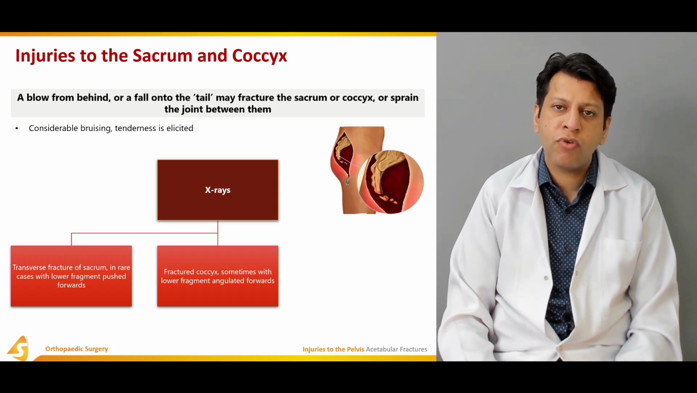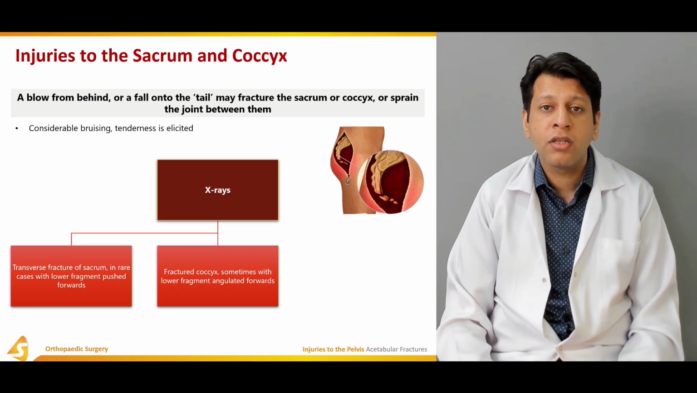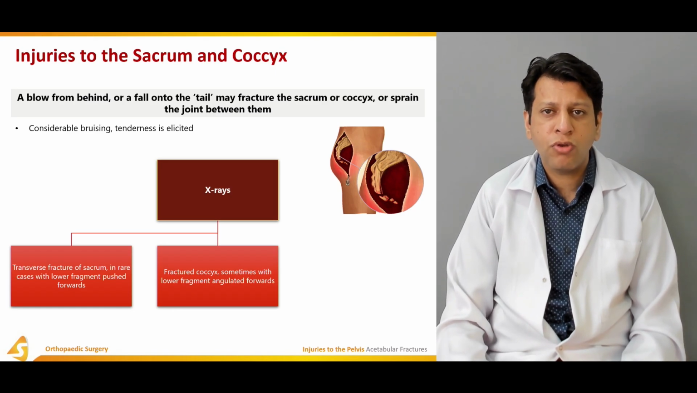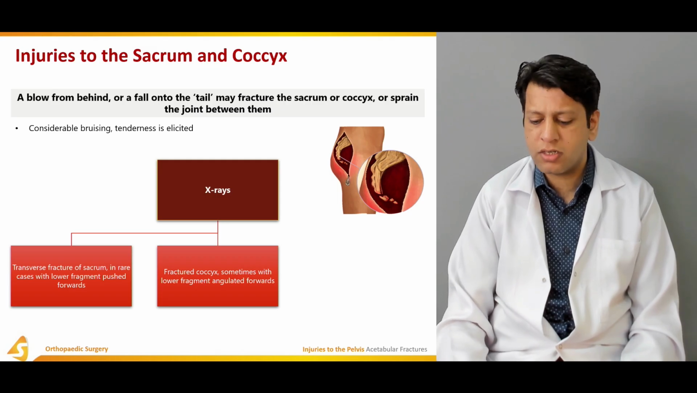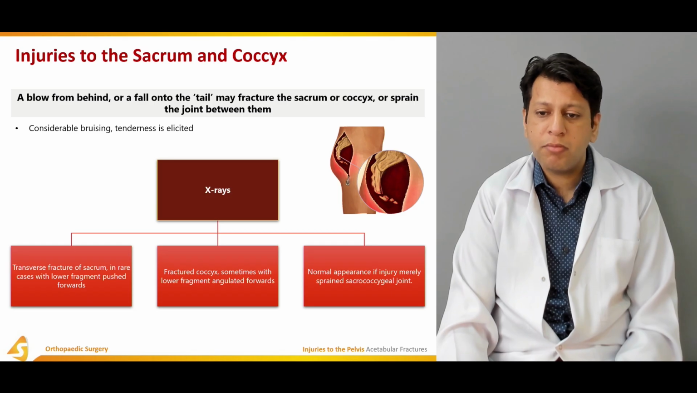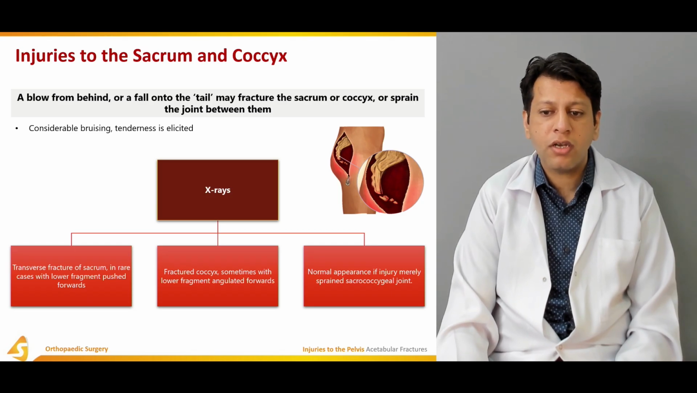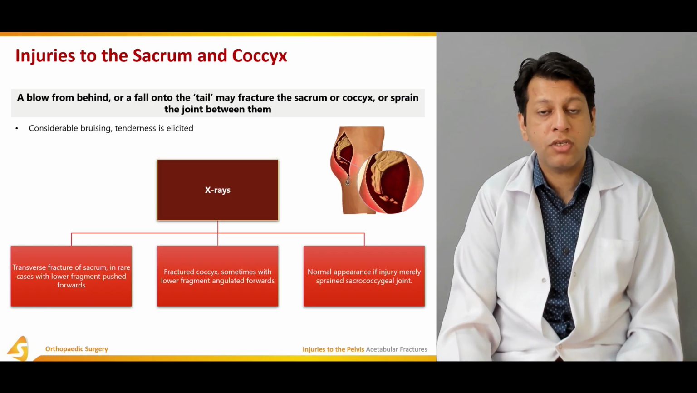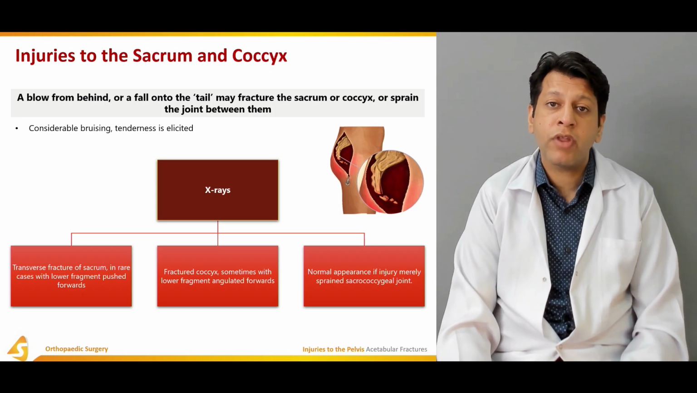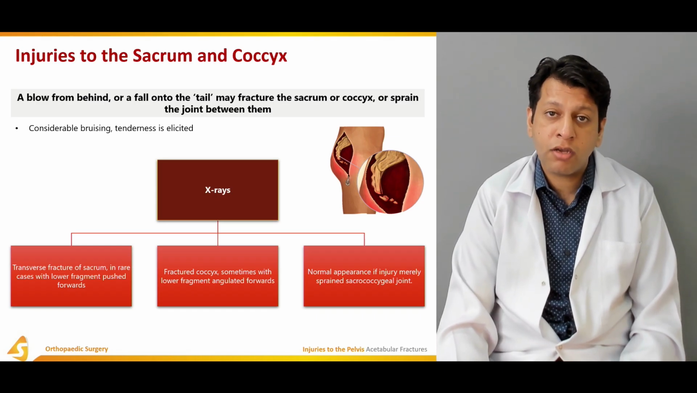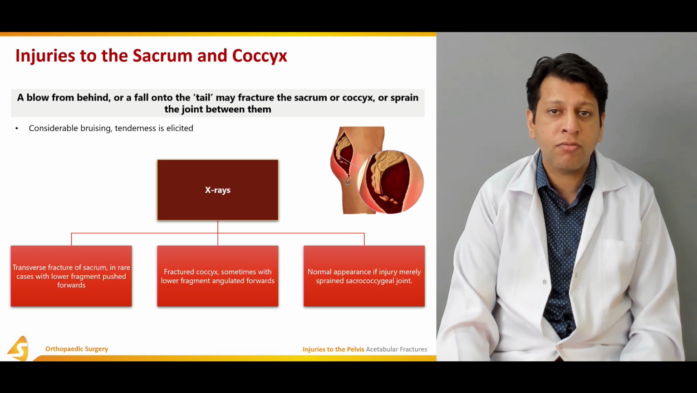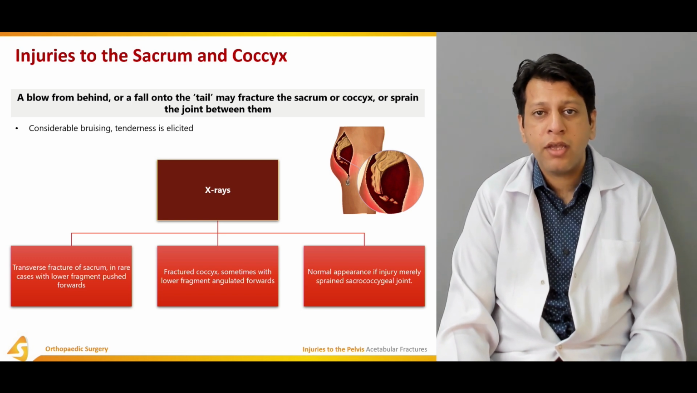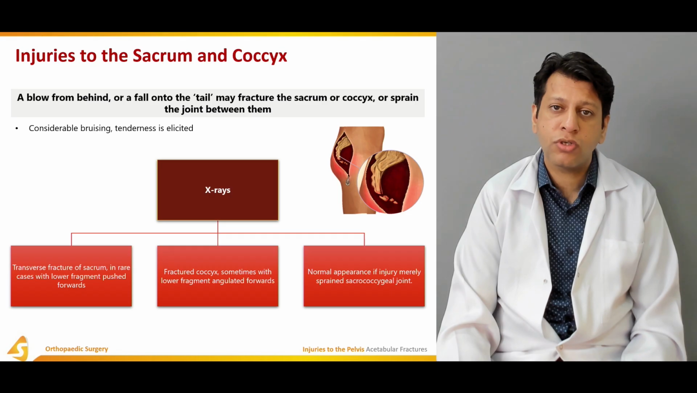In a fractured coccyx, sometimes the lower fragment may be angulated forward. But what is important is that the coccyx is formed of 4 to 5 coccygeal vertebrae which are fused together, and usually there is no neurovascular bundle present over here, so it may be treated conservatively. There may be a normal appearance in a rarely sprained sacrococcygeal injury. Sometimes there is no fracture at all, only sprained sacrococcygeal ligaments, which may be treated with analgesics, bed rest, and use of soft cushions for sitting.